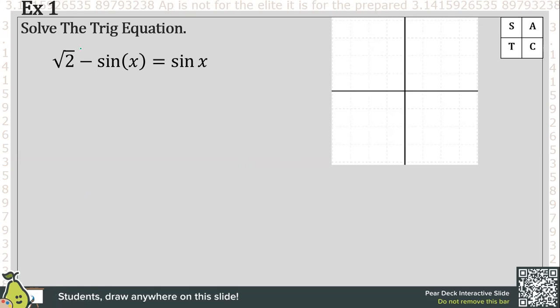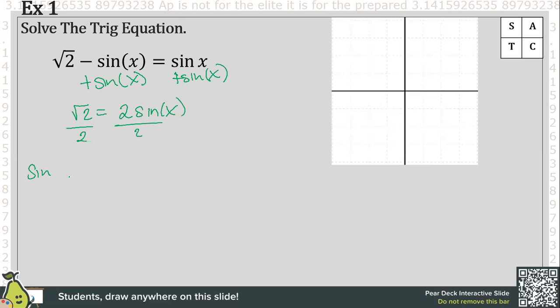So we have the same procedure. I'm going to add sine to both sides. I'm left with square root of 2 on my left hand side is equal to sine plus sine. Keep in mind, apple plus apple is just 2 apples, so it's 2 sine of x. Now from here we can divide by 2, divide by 2. So we have sine of x is equal to square root of 2 over 2.